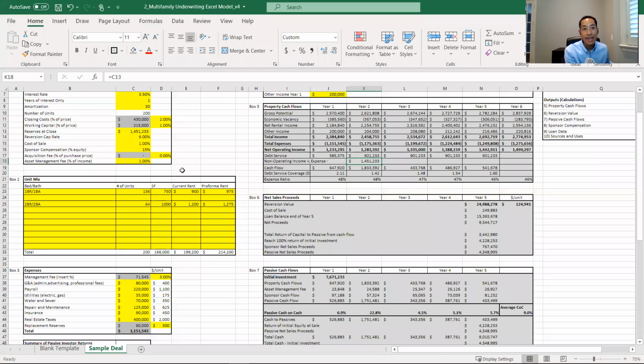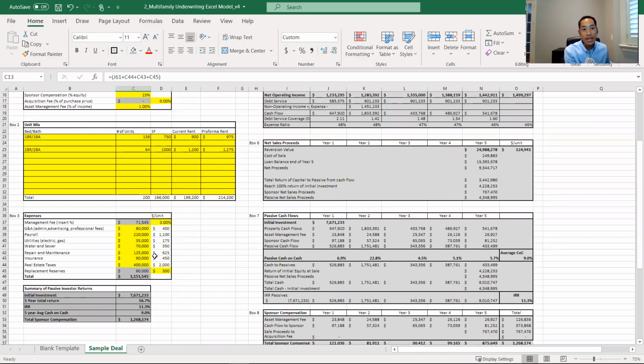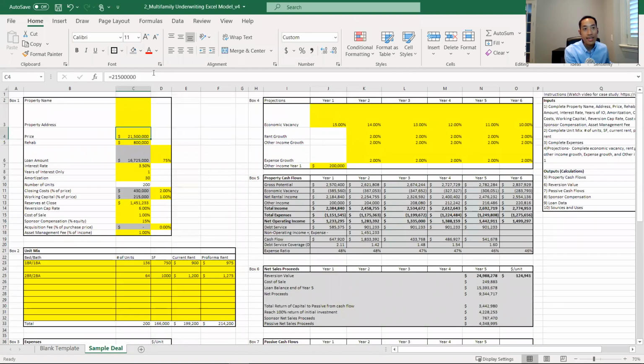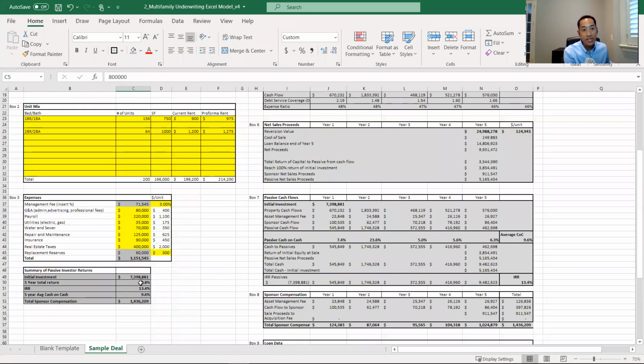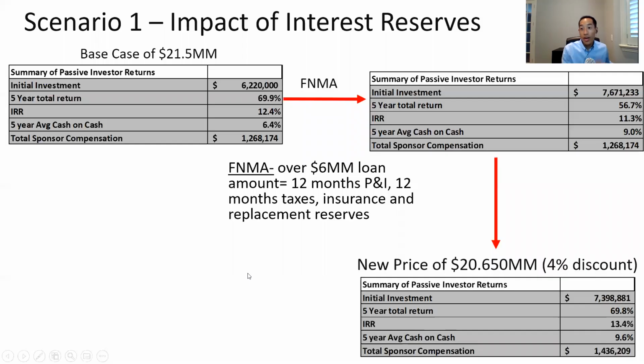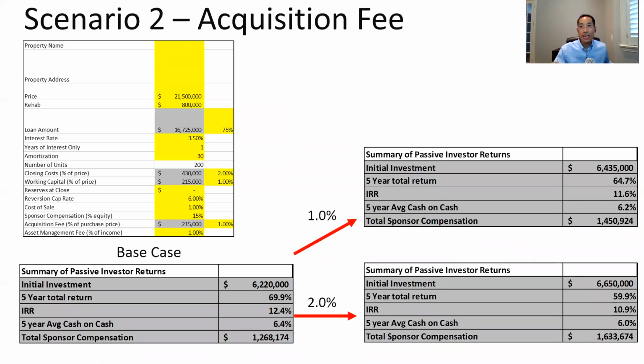I sort of backed into that. We had 1.45 and we were at 56.7, so I said, all right, let's come in and drop this by 850. 20.65 gets you to about 69.8. You do have to raise more money, right? You are going from 6.2 to 7.4 million in equity raise, but you are getting the same return for your passive investors. So that's about a 4% discount, and what we're seeing in today's market is probably about a 5% discount to pre-COVID pricing, just based on the reserves coming up. And that was the impact of reserves.